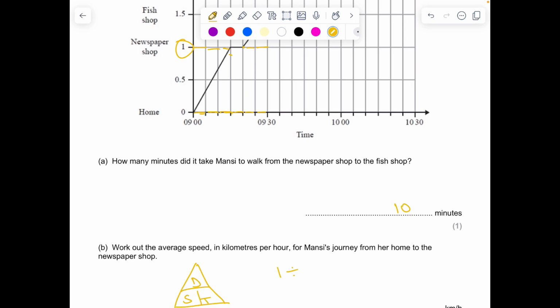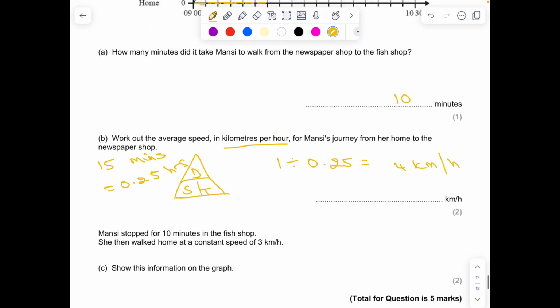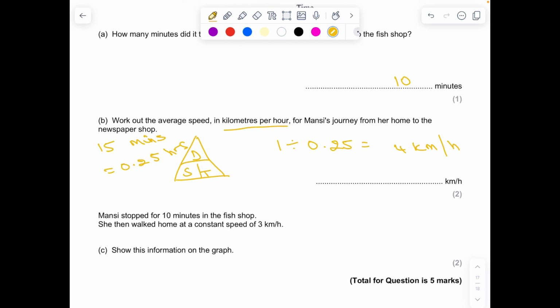And remember, 15 minutes is a quarter of an hour. So I'll just write that down. 15 minutes equals 0.25 hours. And the reason why I write that is because it wants it in kilometres per hour. So I'm going to do 1 divided by 0.25, which gives me 4 kilometres per hour. Then we know that Manzi stops for 10 minutes in the fish shop. She then walked home at a constant speed of 3 kilometres per hour, shown on the graph.